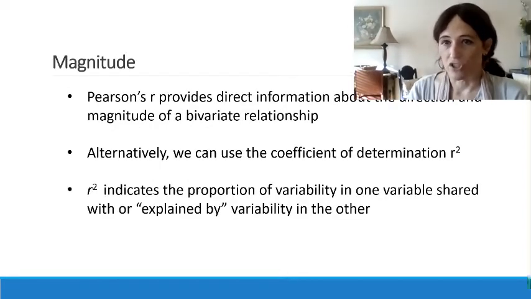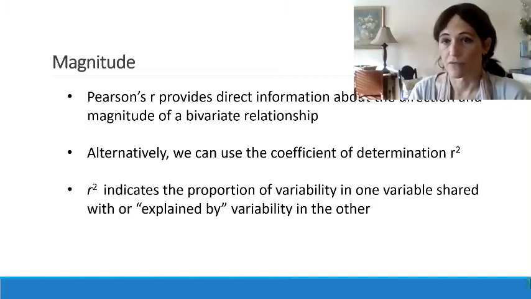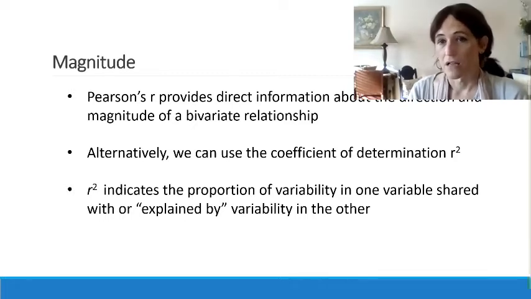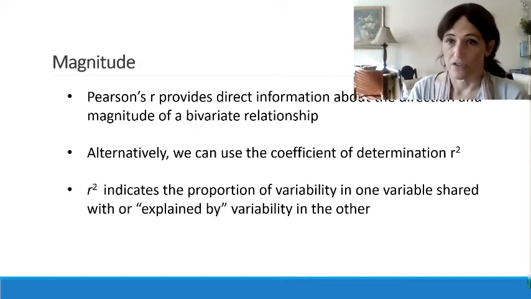So again, magnitude with correlation can be expressed two ways. One, we can just simply report R, our Pearson's correlation coefficient, and that's readily interpretable, and we can compare correlation coefficients across different studies, across different variables within the same study. And so it's a really useful metric.